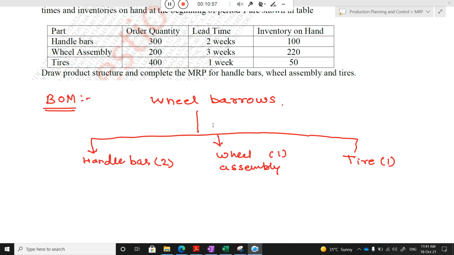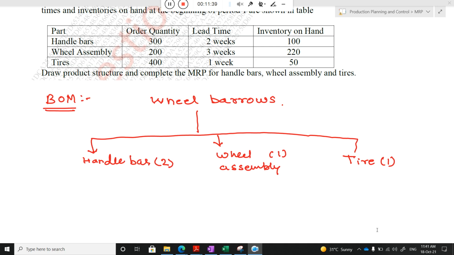Okay, so I again repeat all the things. The bill of material shows the sub components needed to manufacture a wheelbarrow, or a particular product. Here the sub components needed are the handlebar, the wheel assembly, and the tire, right? So these are the sub components actually needed. And now the next point: the quantity, how much quantity is needed? The quantity is also mentioned here, 2, 1, 1. This shows the quantity. Now this is the bill of material.